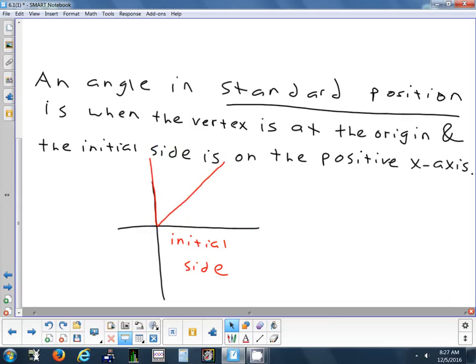Is that standard position? No, because the initial side isn't on the x-axis. The terminal side is on the y-axis, but we don't care about the terminal side. The definition of standard position doesn't have the word terminal in it at all. So again, standard position: vertex at the origin, initial side on the positive x-axis. Any questions on that?